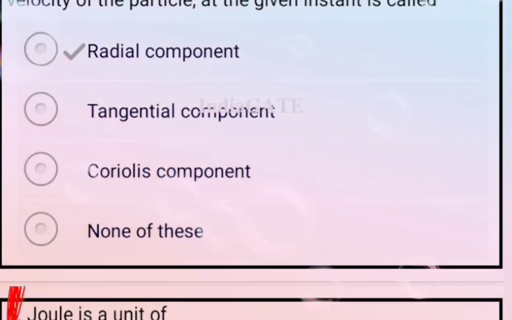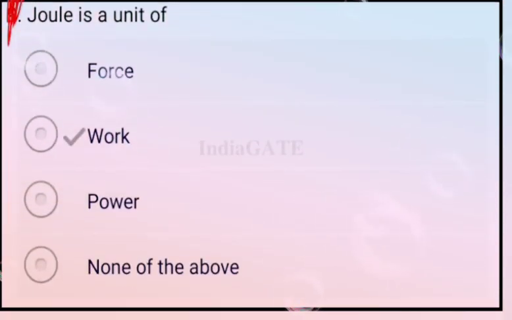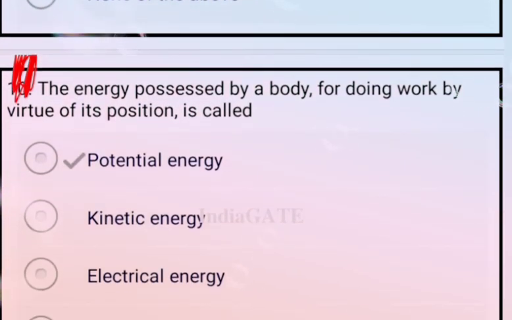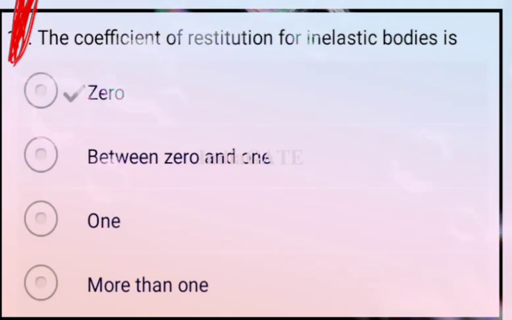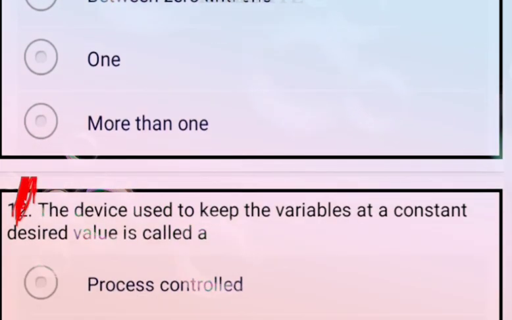Now come to the next question. Joule is a unit of. So joule is a unit of work. So option B is your correct answer. Now come to the next question. The energy possessed by a body for doing work by virtue of its position is called potential energy. So option A is your correct answer. Now come to the next question. The coefficient of restitution for an elastic body is 0. So option A is your correct answer.